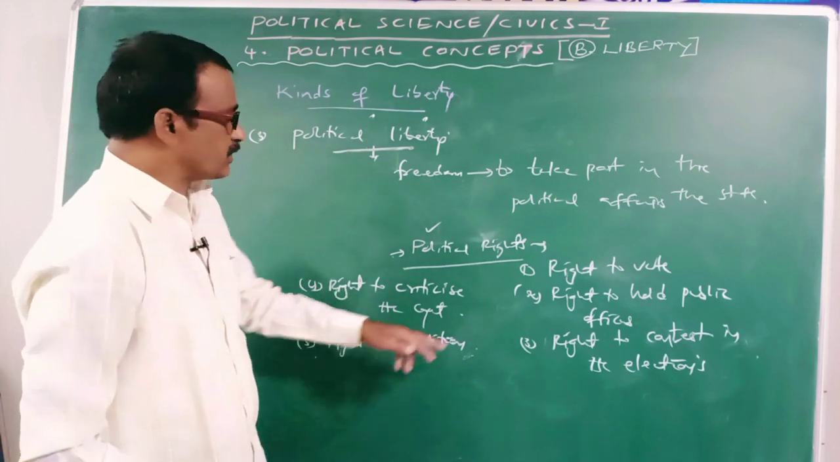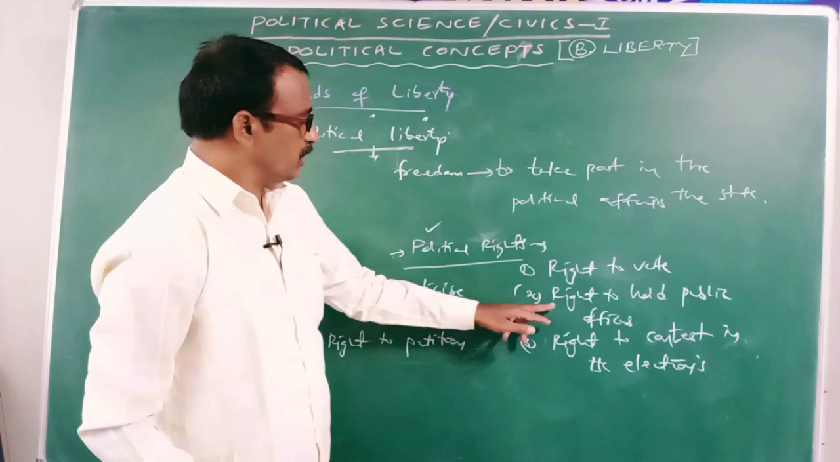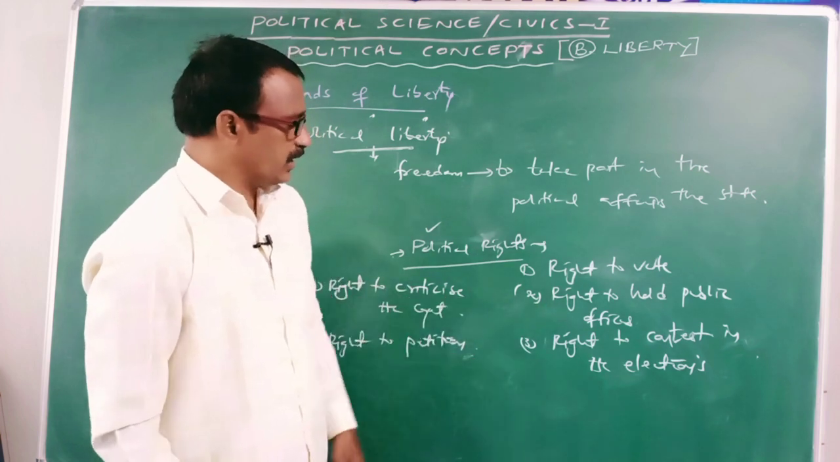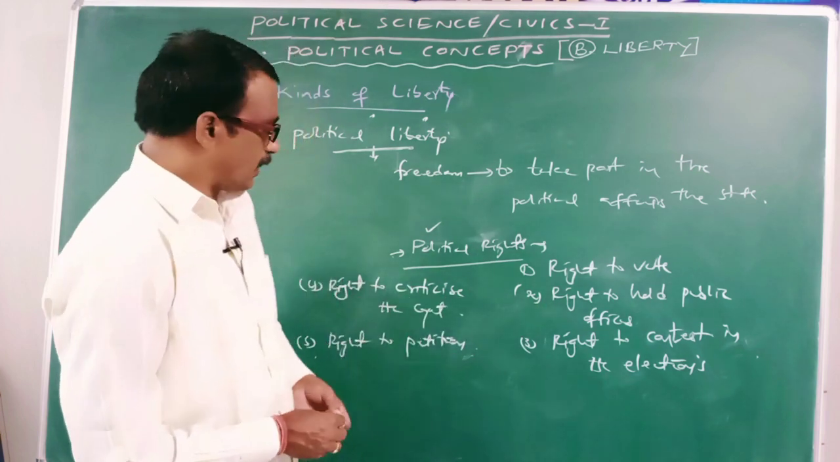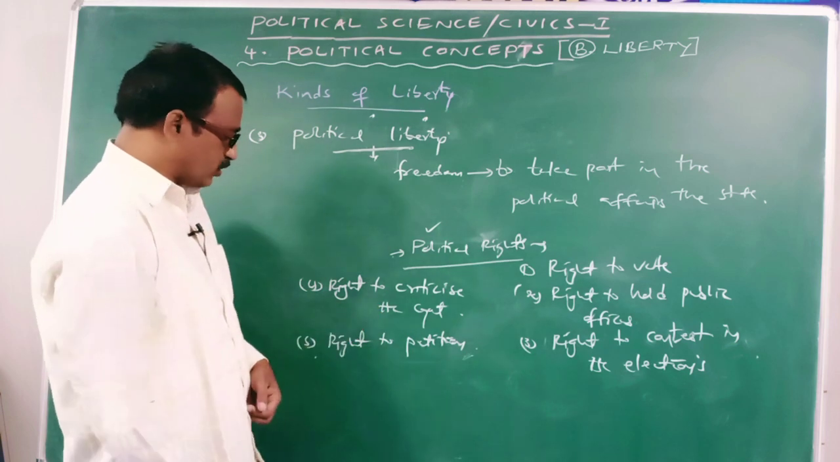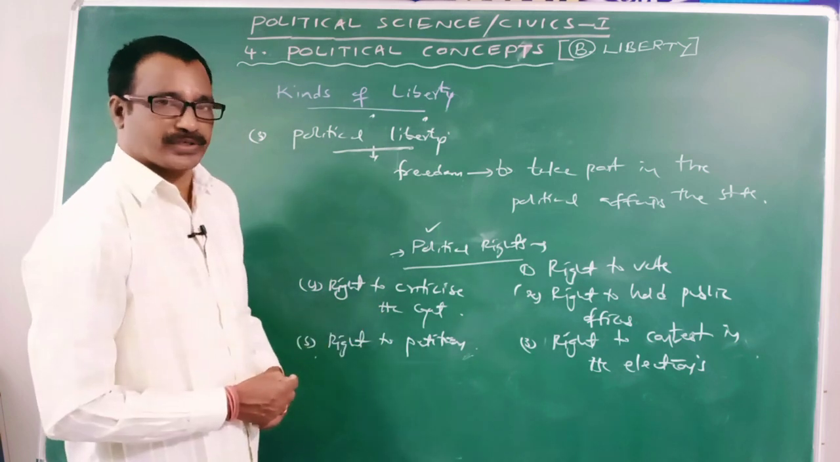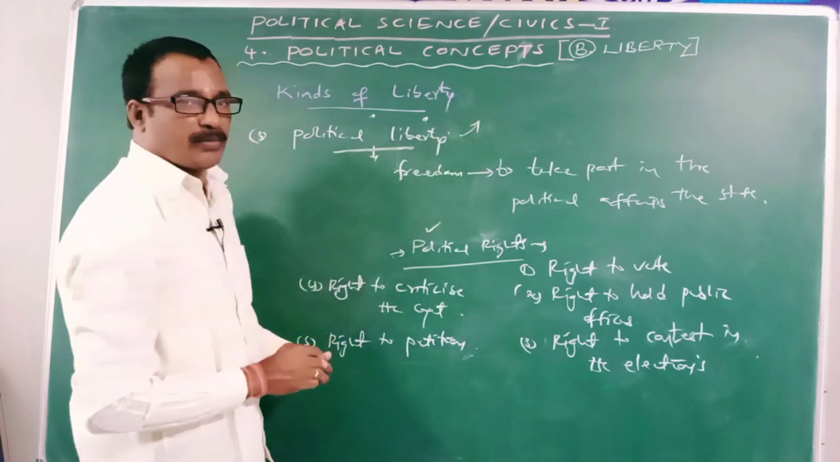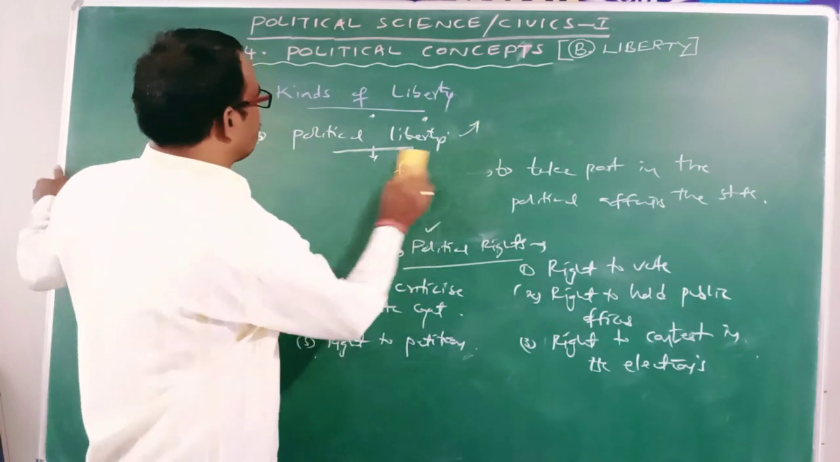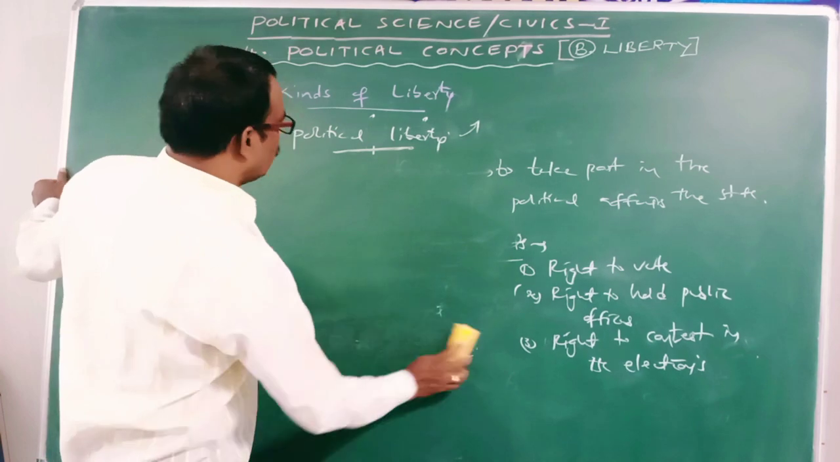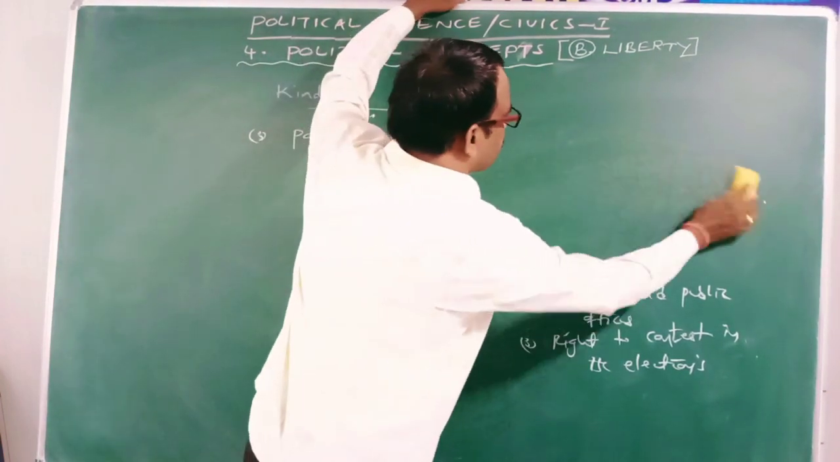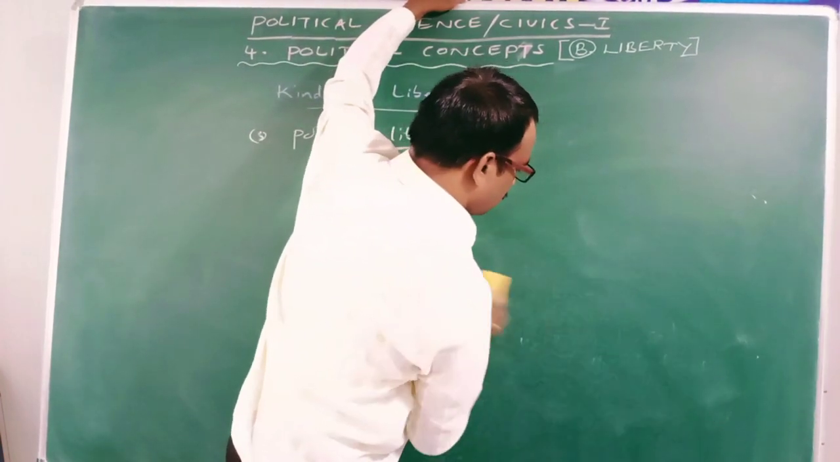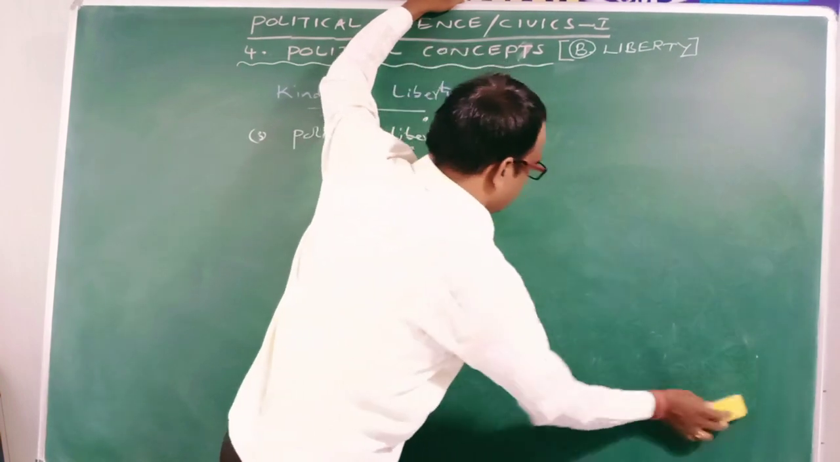What are the political rights? Right to vote, right to hold public offices, right to contest in the elections, right to criticize the government, right to petition. Clear? Then, political liberty is very essential for democracy, for its success. Without political liberty, democracy cannot be a success.